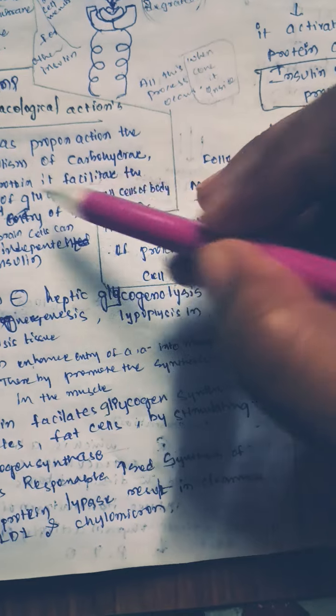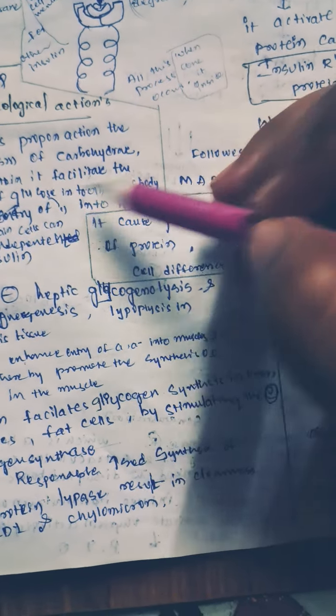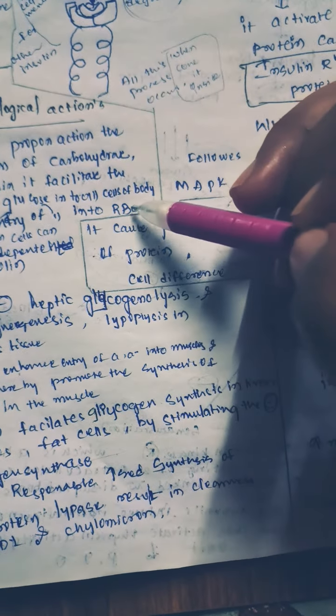Okay, this is the normal mechanism that occurs. Pharmacological action. Insulin has a profound action on the metabolism of carbohydrate, fat, and protein, and facilitates the entry of glucose into the cells of the body.